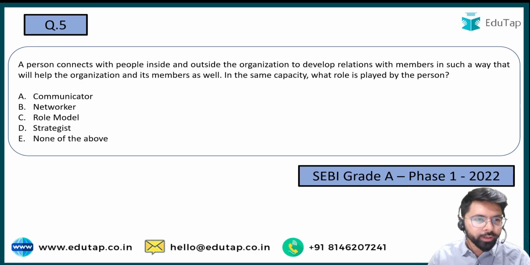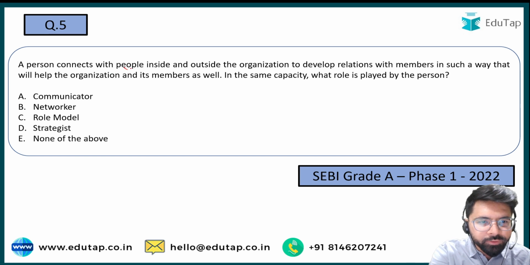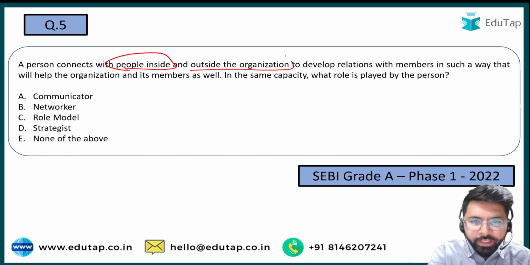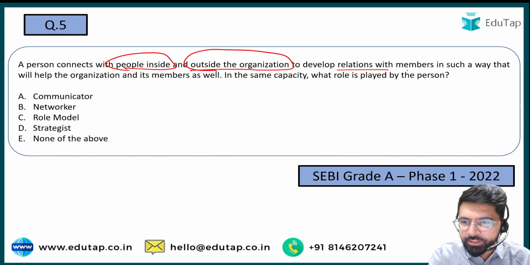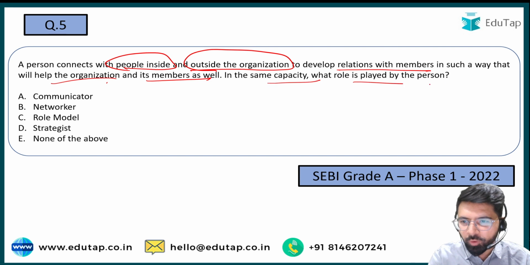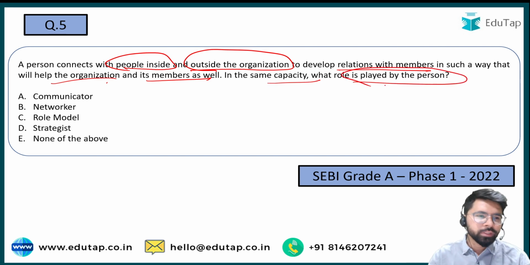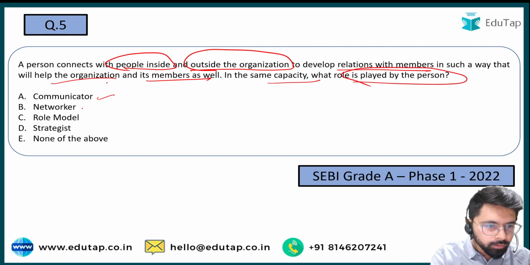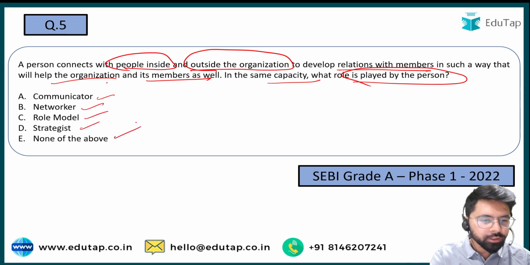Now let us move ahead. The fifth question. A person connects with the people inside and outside the organization to develop relations with members in such a way that it will help the organization and its members as well. In the same capacity, what role is played by this particular person? Options are communicator, networker, role model, strategist, none of the above.